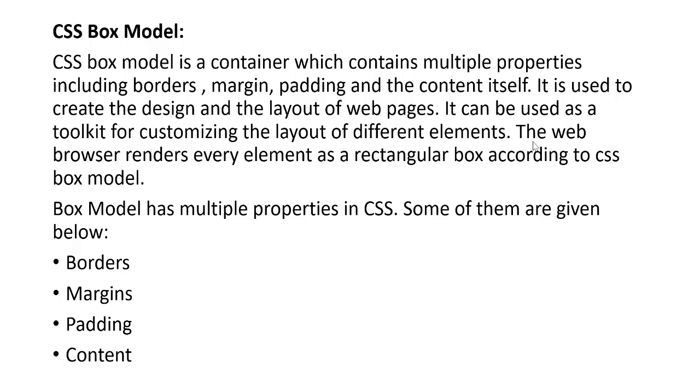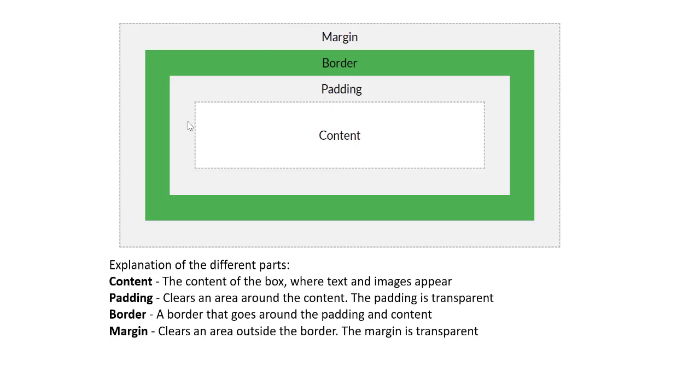The web browser renders every element as a rectangular box according to the CSS box model. The box model has multiple properties in CSS. Some of them are given below: border, margin, padding, and content. Okay, now next, this is the box model. Here this is the margin section, and this is the border section. This is padding, and this is the content.